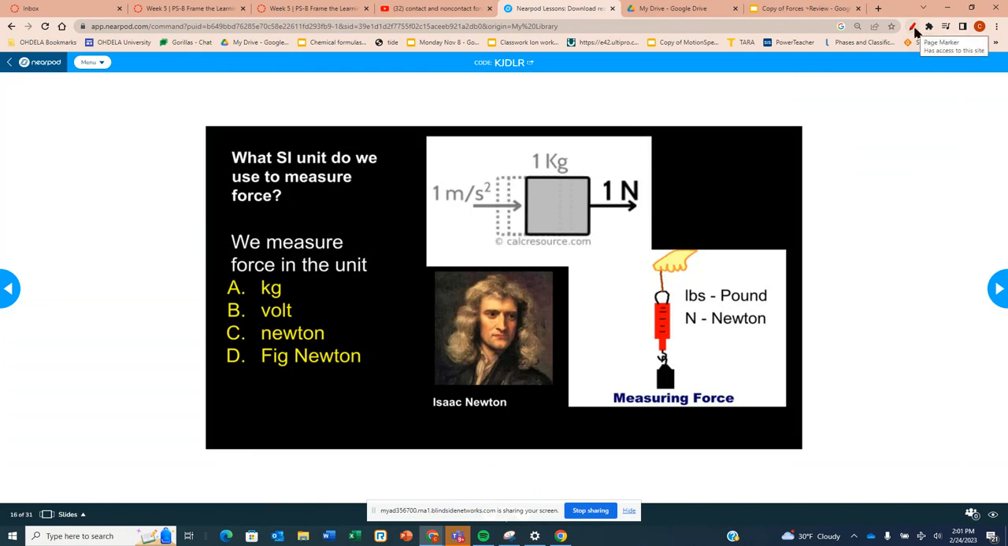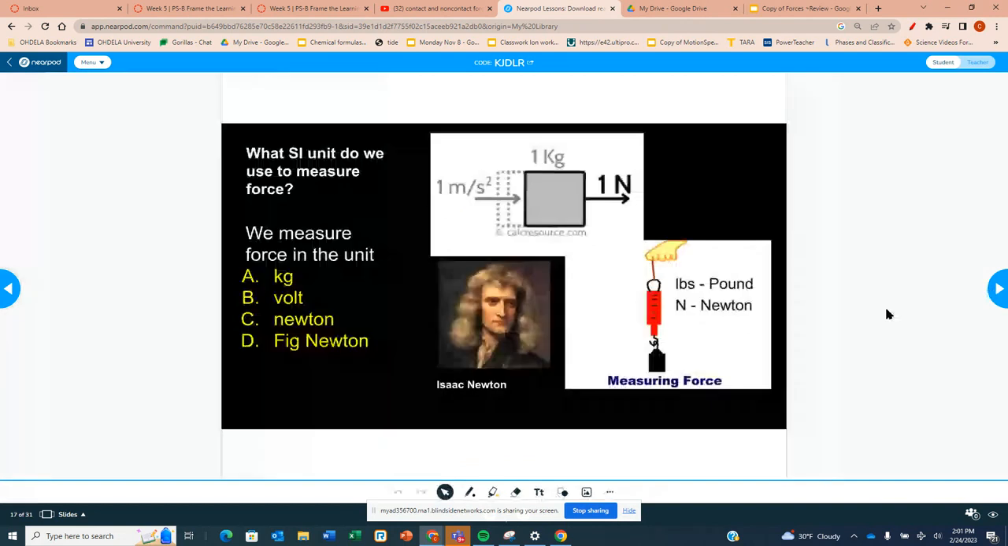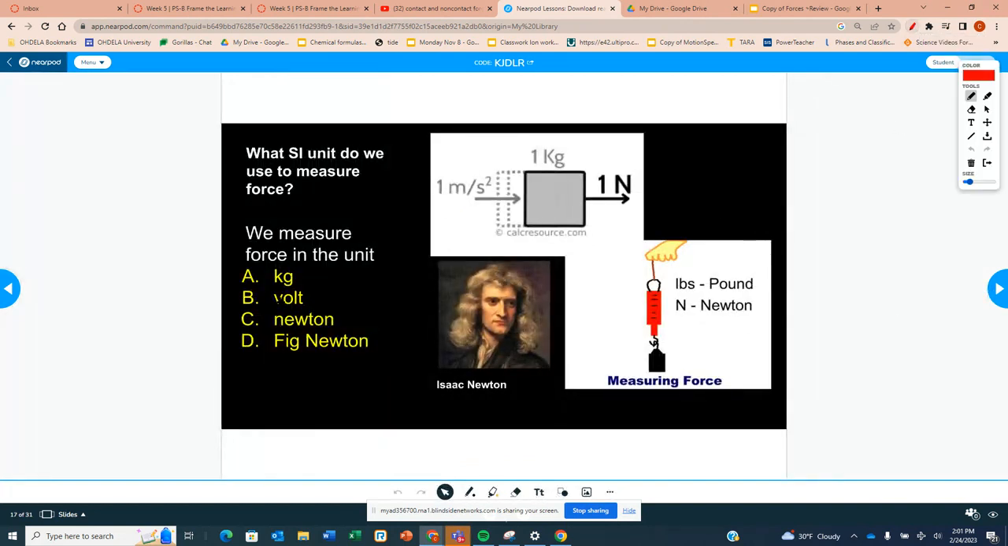Okay, so we talk about how we measure this. Newtons is how we measure forces. Pounds is how we measure forces in the English system, and newtons is how we measure forces in science.